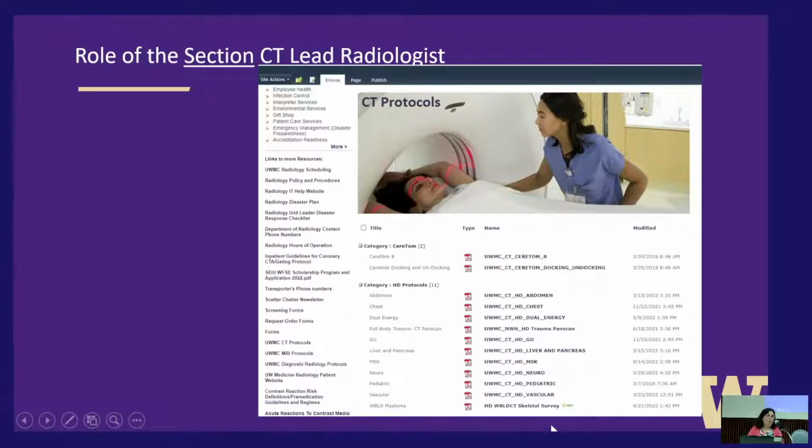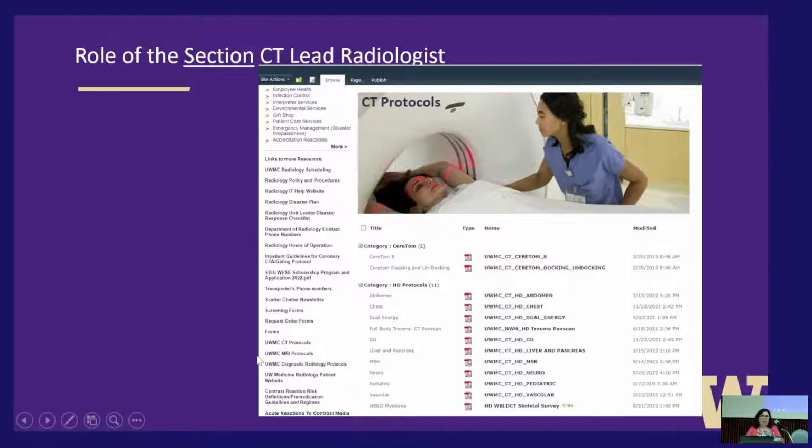We put all our protocols online. This is for University of Washington. It shows us, this is our HD protocols, our old CT scanners. I just wanted to kind of show you that anyone can go online. This is intranet, so not someone from outside the university can go in, but anyone inside. And you can look at right here is CT protocols, and you can see our MR protocols.